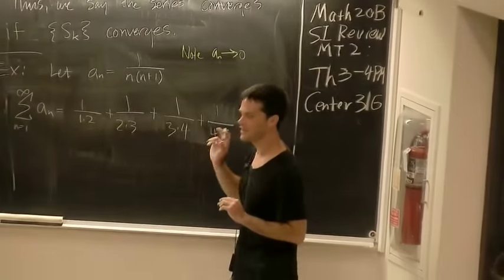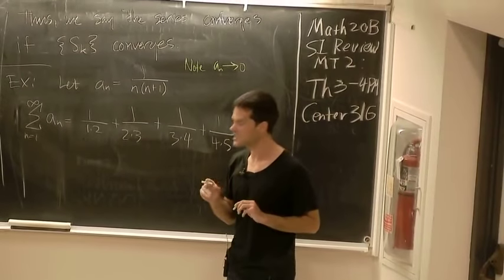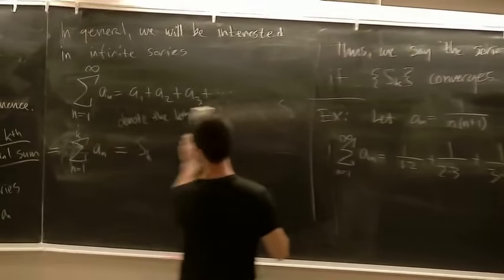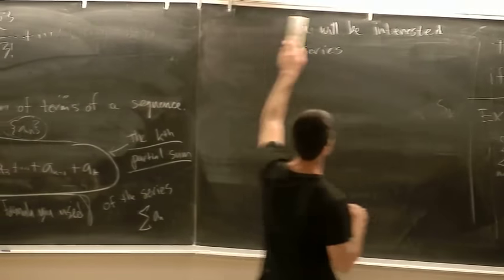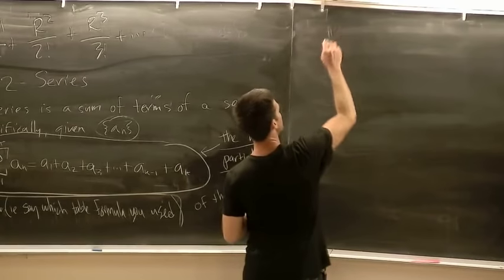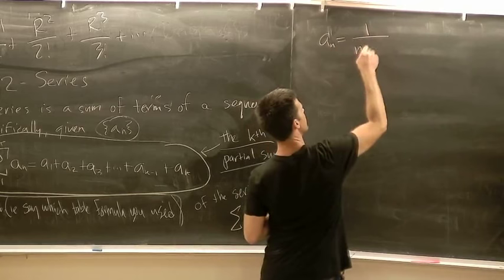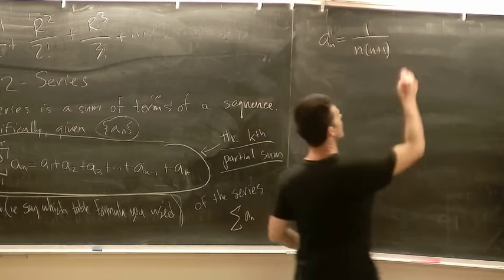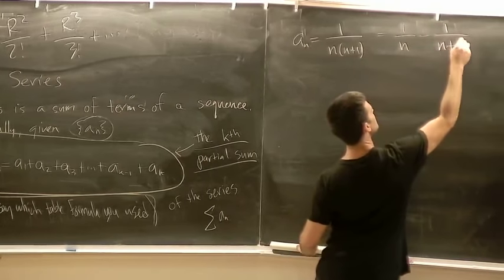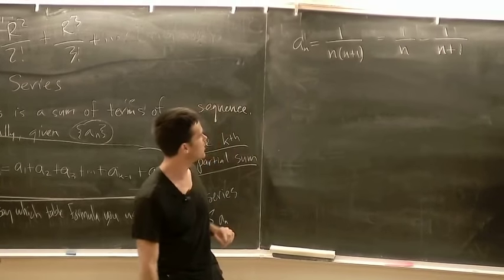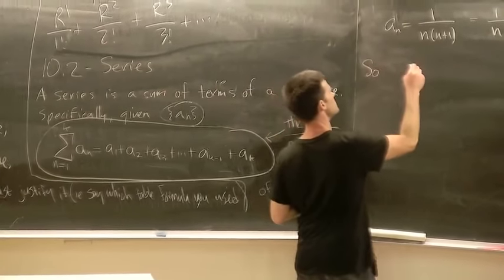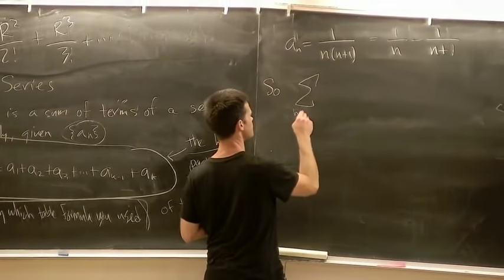In this case, we shall see that we can find exactly what this series converges to. To do that, I exploit a little trick. a sub n, which is 1 over n times n plus 1, I can write as 1 over n minus 1 over n plus 1. Go ahead and check that.